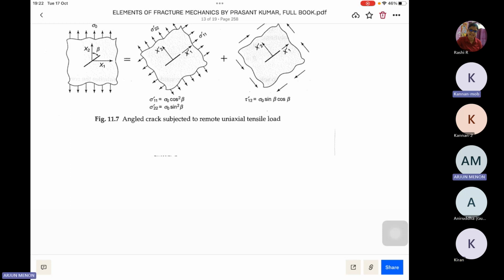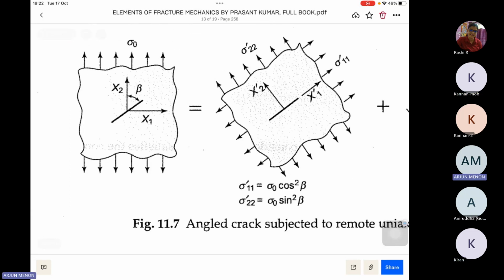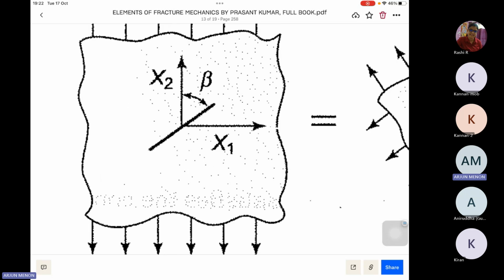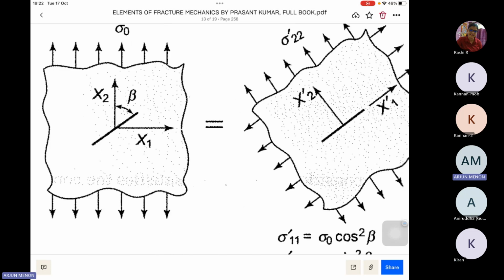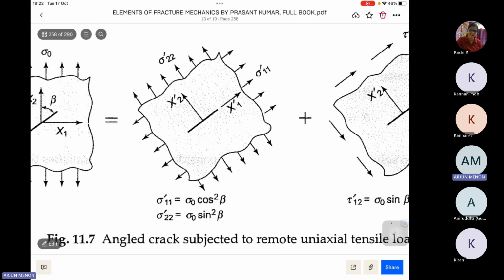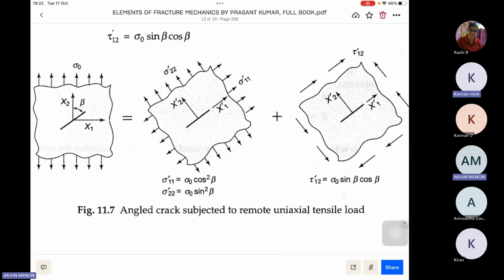Okay, fine. Yes, correct. You're right. It is a uniaxial stress field given in the problem, but because of the crack orientation, it will in effect be like a biaxial field with a shear stress. Yeah, thanks.